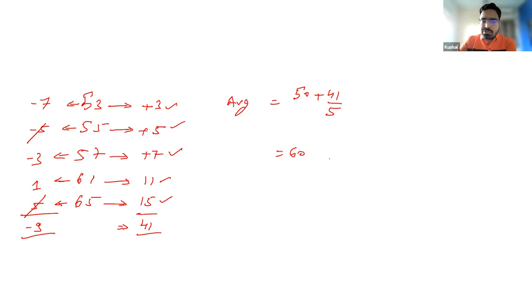So what will I do? From each one of them, I will have to remove a quantity which is equal to 9 by 5, so that I ensure that from each one of them, I'm removing an equal quantity. So 60 minus 9 by 5 should then give me the average. And of course, both the values have to be equal. There's no doubt about it, right?